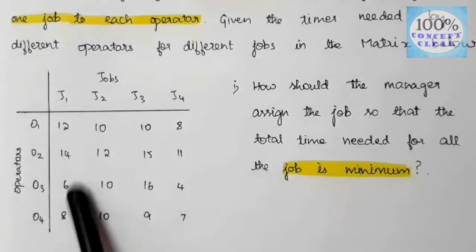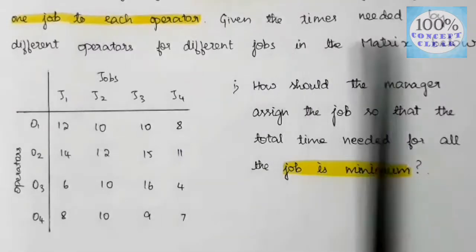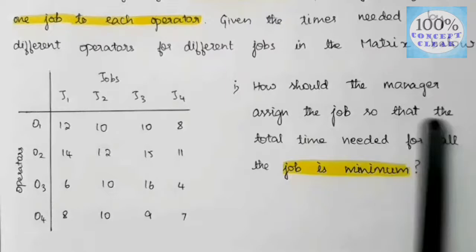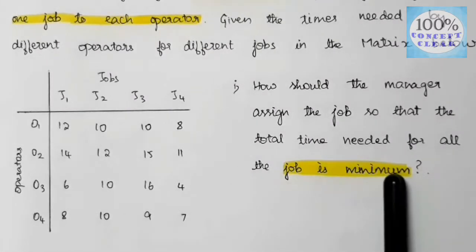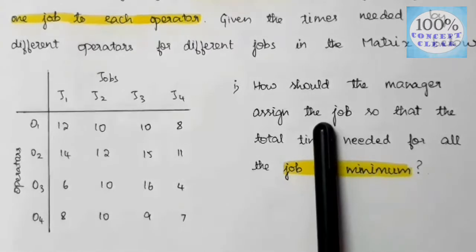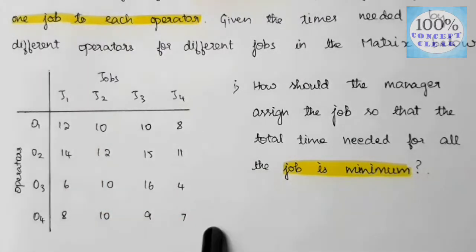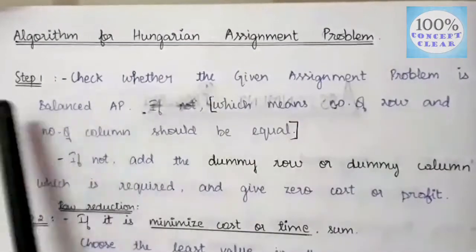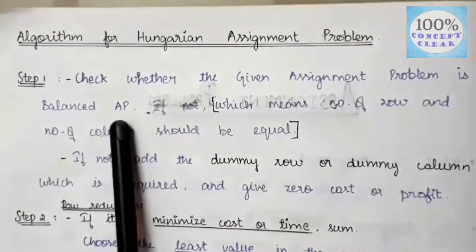So hence this is a minimized type of assignment problem. Here is the matrix. There are 4 operators and 4 jobs. All these elements represent time. So next question is, how should the manager assign the job so that the total time needed for all the job is minimum? So we are asked to find out the minimum time that is needed to assign a job to each operator. So let us solve this with algorithm. Algorithm for Hungarian assignment problem. Step 1. Check whether the given assignment problem is balanced assignment problem.